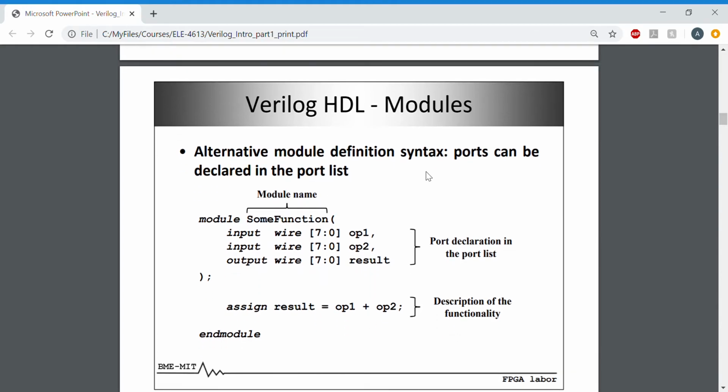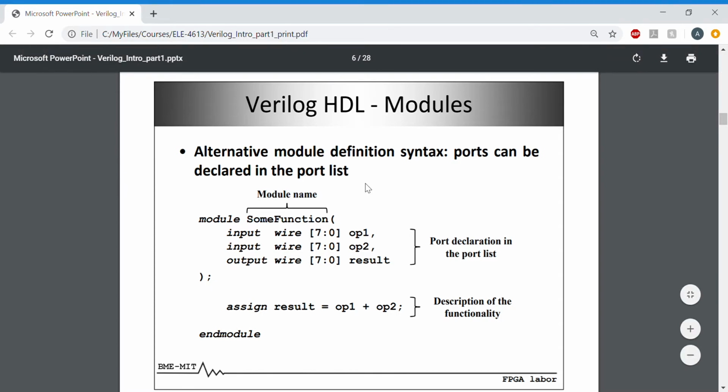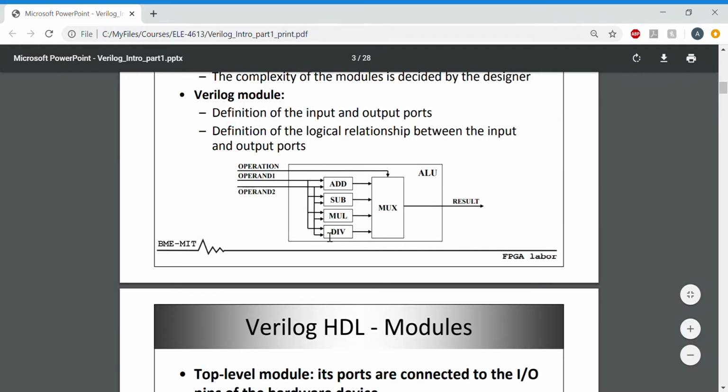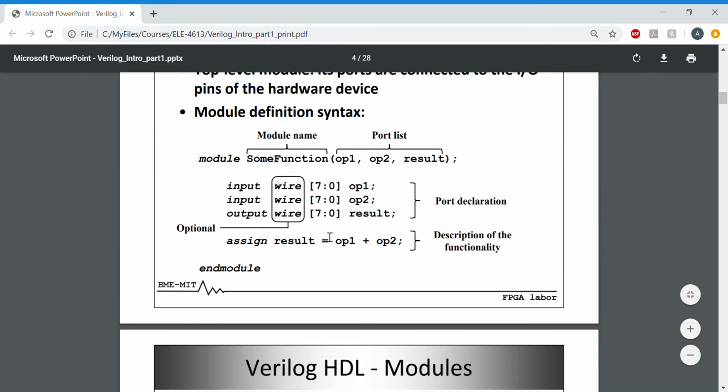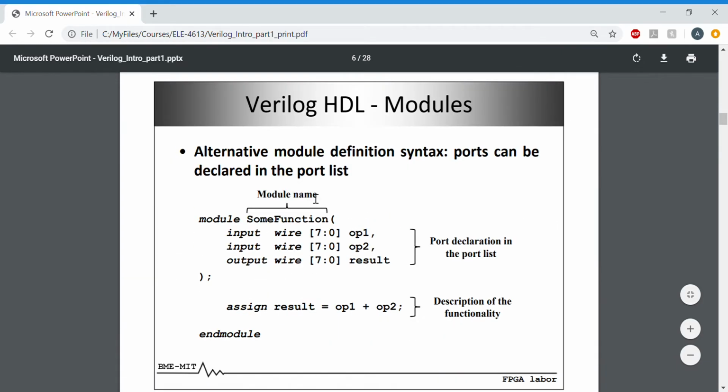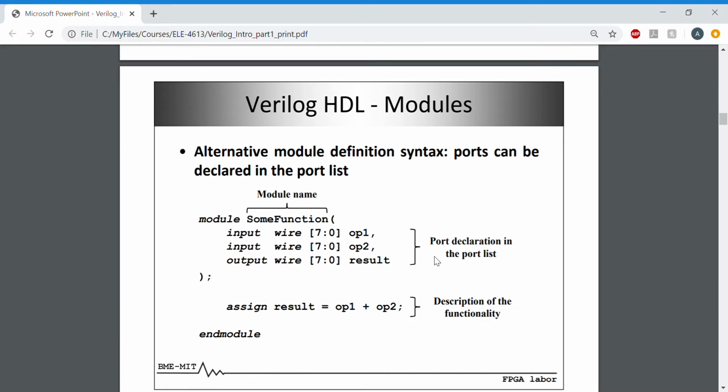Alternative module definition syntax. Ports can be declared in the port list. Since Verilog 2000, they are supporting this. Before 2000, this was not supported, but instead of having the port list and then the port declarations, you merge that in the same thing. The only difference is that here you have commas separating rather than semicolons. That's it.